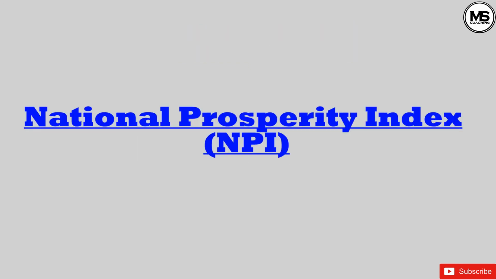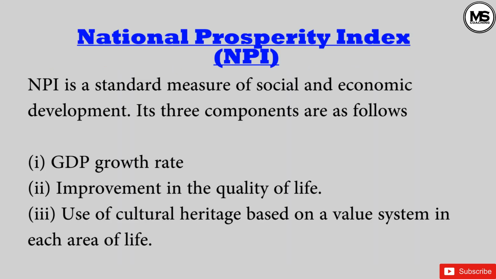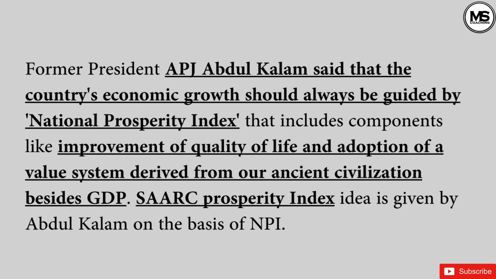National Prosperity Index, NPI. NPI is a standard measure of social and economic development. Its 3 components are as follows. 1. GDP growth rate. 2. Improvement in the quality of life. 3. Use of cultural heritage based on a value system in each area of life. Former President APJ Abdul Kalam said that the country's economic growth should always be guided by the National Prosperity Index, that includes components like improvement of quality of life and adoption of a value system derived from our ancient civilization besides GDP. SARC Prosperity Index idea is given by Abdul Kalam on the basis of NPI.